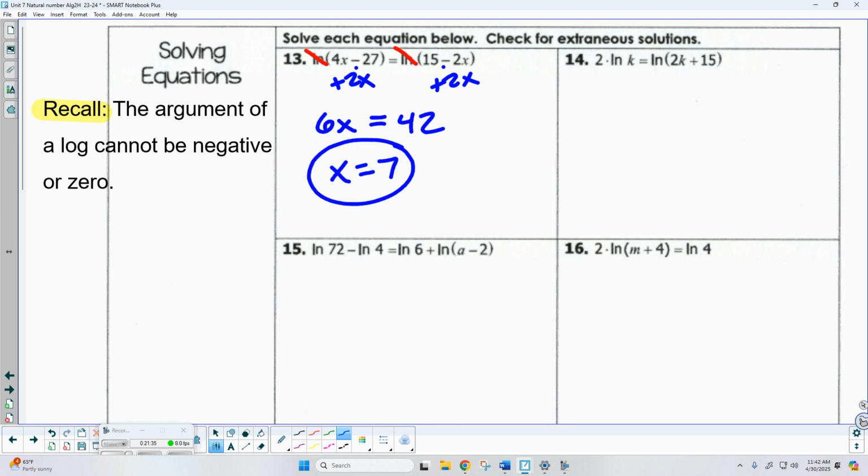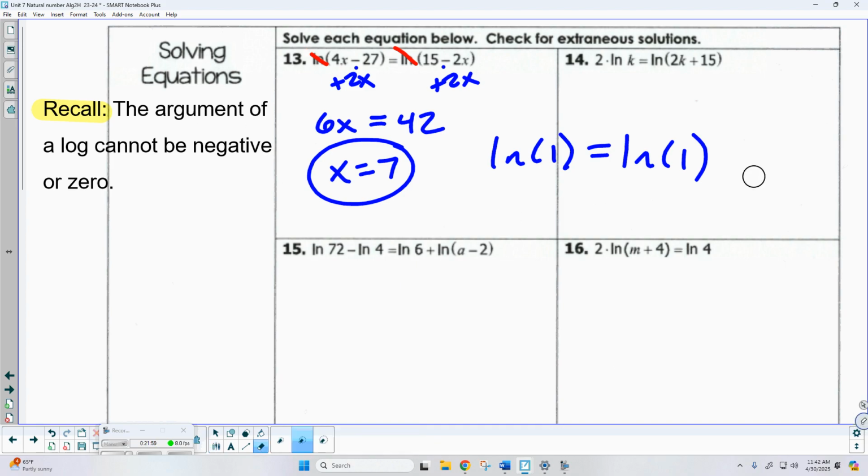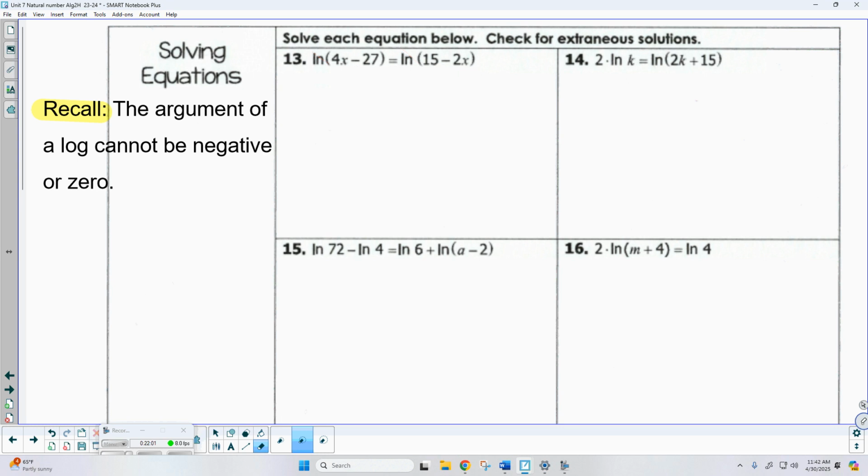And if we go ahead and plug it in, 4 times 7, 28 minus 27, so that would be the natural log of 1, equals 15 minus 2 times 7, so 15 minus 14 would also equal the natural log of 1. So not only does it make both sides equal, no argument becomes negative or 0. Okay. So it's only extraneous if it does not work.